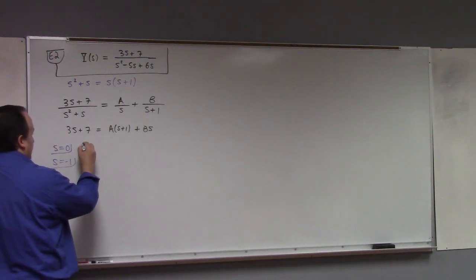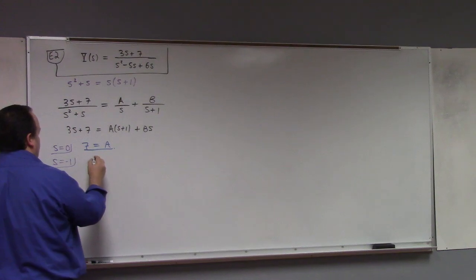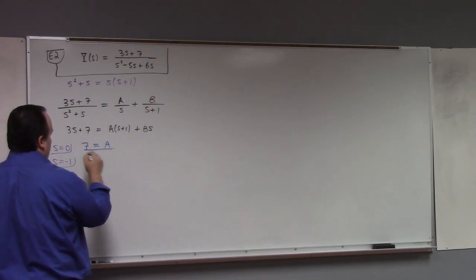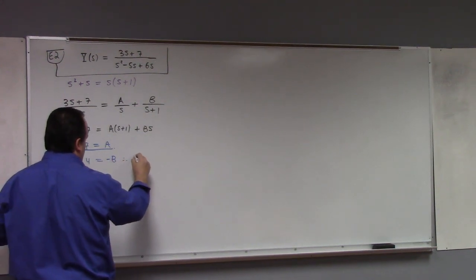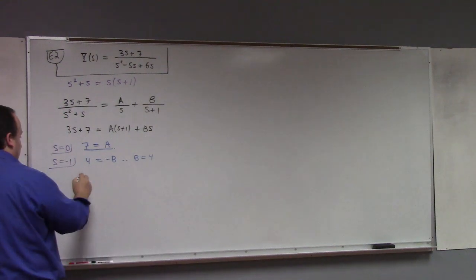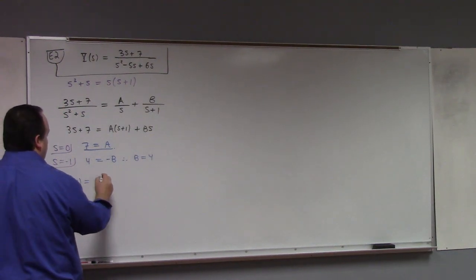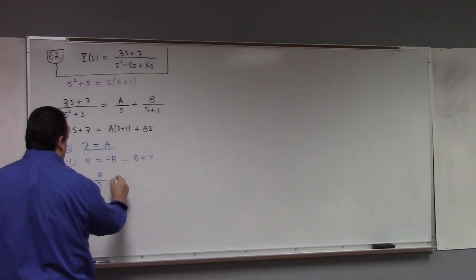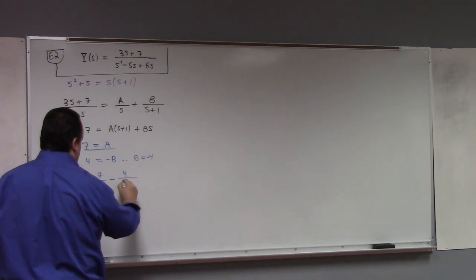S equal to 0 gives me 7 is equal to a. S equal to minus 1 gives me minus 3 plus 7, which is 4, equals minus b. So b is equal to 4. Lo and behold, we've got y of s is equal to 7 over s minus 4 over s plus 1.